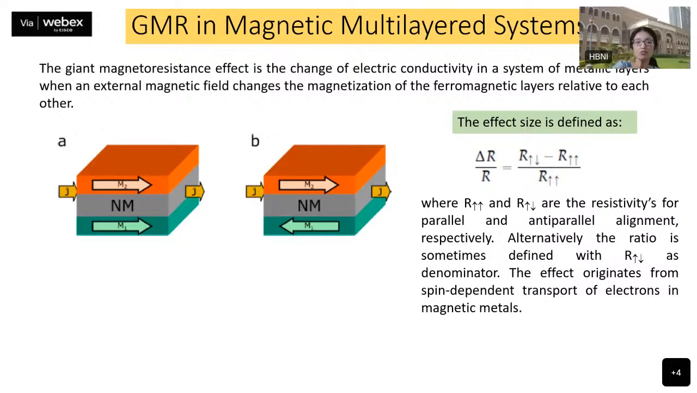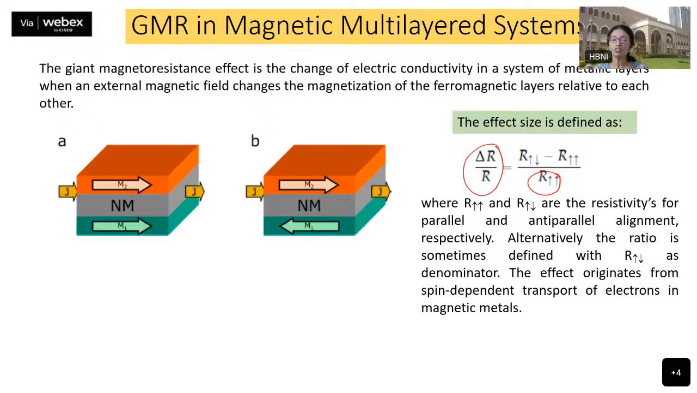So whatever I said here is given pictorially in the diagram, as you can see in this picture. In one case, the magnetizations M1 and M2 are in the same direction, whereas in the other case, they are opposing each other. The effect is generally described by delta R by R, where R parallel and R anti-parallel are the resistivities for the parallel and anti-parallel alignment of your magnetization. Alternatively, sometimes this ratio is defined with R anti-parallel.